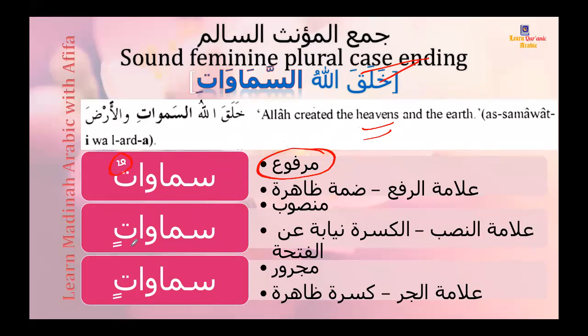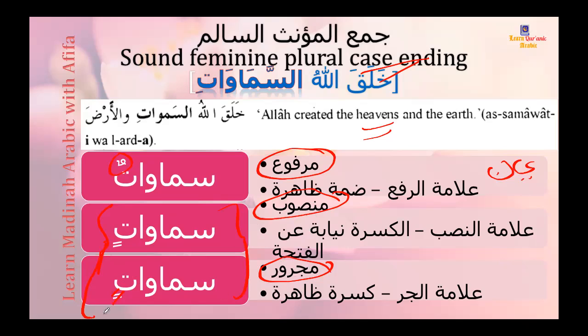Okay. Now, what about the mansub case and the majroor case? Remember, for masculine sound plurals, we said it was represented by a ya and a noon, right? It was ina. So in sound feminine plurals, how is the mansub and the majroor? They're both the same. They look the same. They're going to be represented with a kasra, tanween kasra or a single kasra.